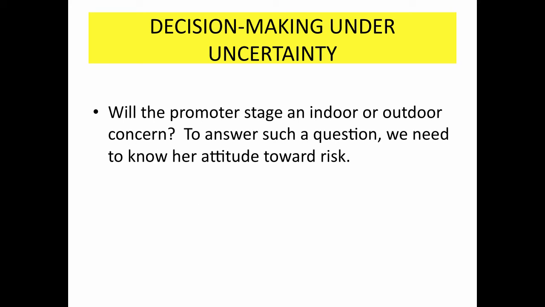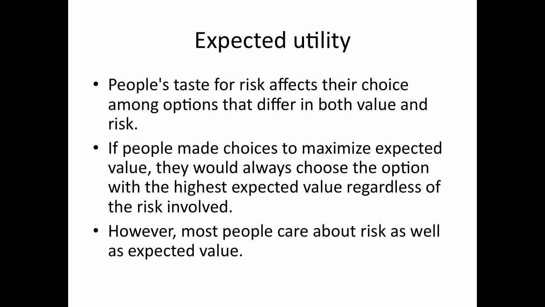Now, that's actually getting at the heart of the matter, which is how do you make decisions when you're faced with uncertainty or risk? For instance, you don't know whether the promoter would want to stage an indoor or an outdoor concert just yet. And in fact, to answer such a question, we need to know the promoter's attitudes towards risk. Do they like risk? Do they not like risk? Are they ambivalent towards risk? Those are questions that are very important in trying to understand how people make decisions when they're faced with any kind of risk or uncertainty.